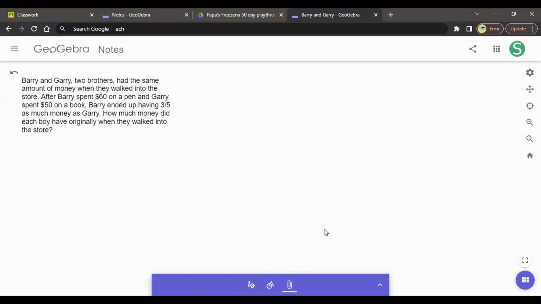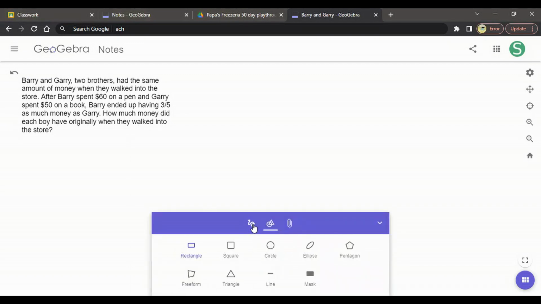Okay, so we know that each boy had the same amount of money and that they each spent different amounts. We know that it ended up being divided into fifths, so we'll make a table that'll show each of their amounts.